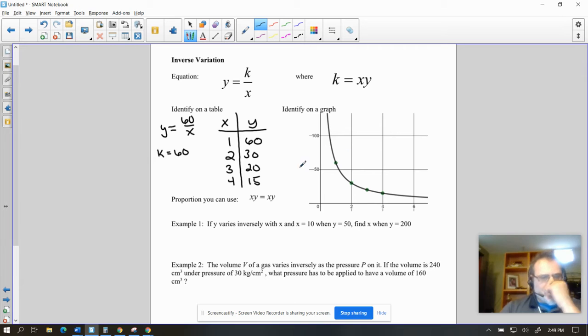So you can see my graph actually goes down as my x's go up. And it goes down proportionally. So from left to right, it's going down. Okay? This inverse variation is going down. The proportion you can use is y times x equals y times x, where you set the old information equal to the new information.